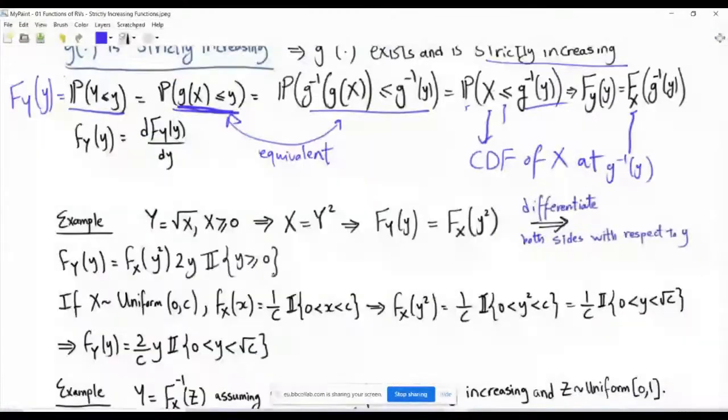x is a non-negative random variable, and you take the square root of x, so y is equal to the square root of x. If we plot this function, x is here, this is the domain of x, this is x and this is y, and y is the square root of x. As you can see, it is a strictly increasing function. So what is the inverse function? Here the function is the square root, the inverse is to square.